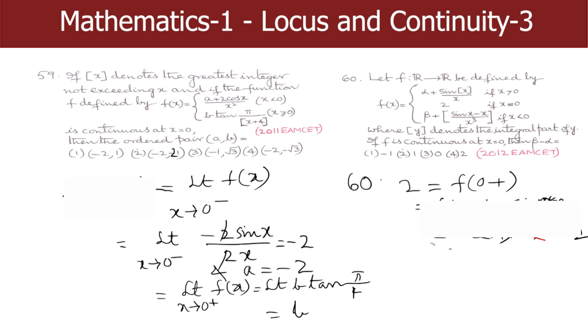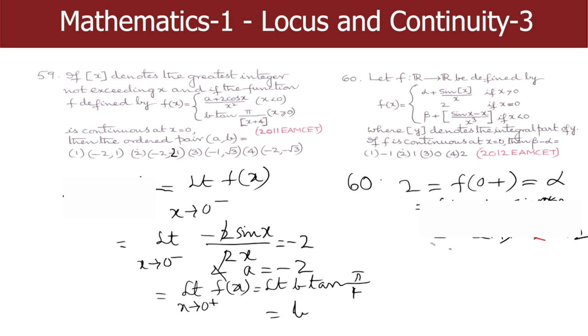See here, of course, there is a small correction. This is not the step correction, f0 plus. When x tends to 0 through positive values, that means when x lies in the open interval 0, 1, bracket x is 0. So, therefore, the sin bracket x will be sin 0, 0. So, this will be alpha only. So, alpha is 2. Now, what about beta?